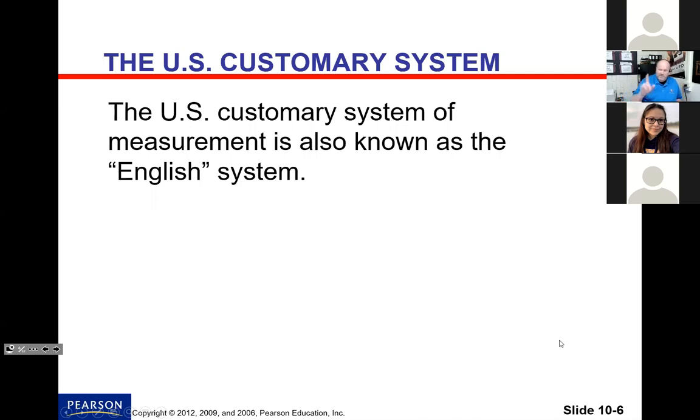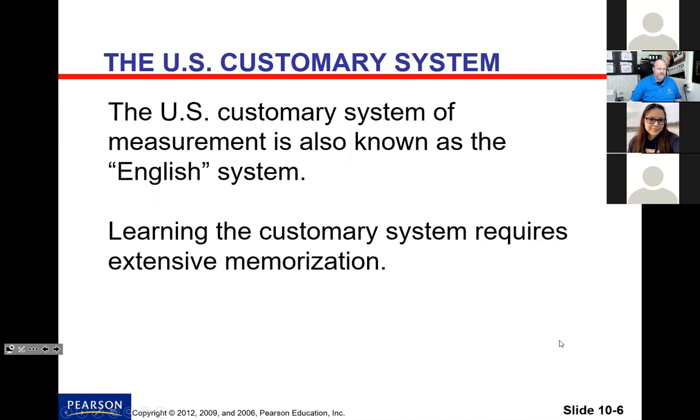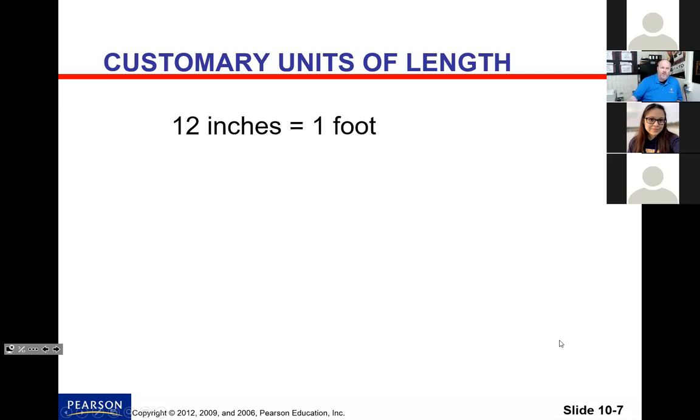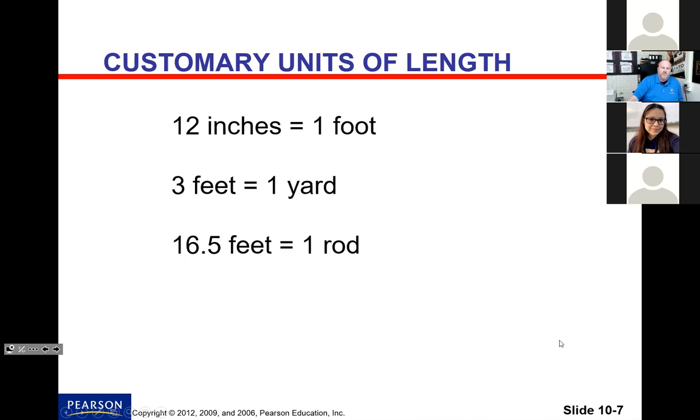So some common measurements, and you probably know most of these anyways, right? Learning the system requires extensive memorization. Okay, standard one, 12 inches in a foot, right? 3 feet in a yard. These 2 measurements, you probably don't use this one very much anymore. 16.5 feet in a rod. Still used in farming, actually, though. This one, where is this one used? Where have you seen that word before?